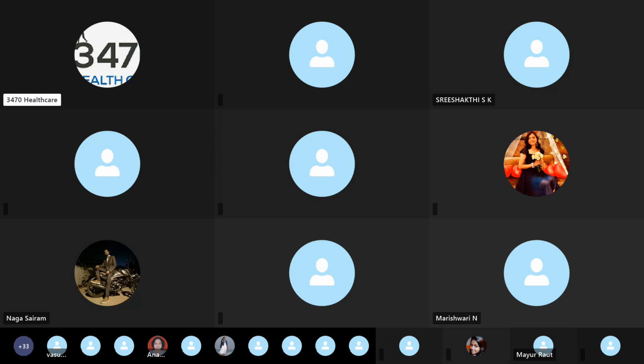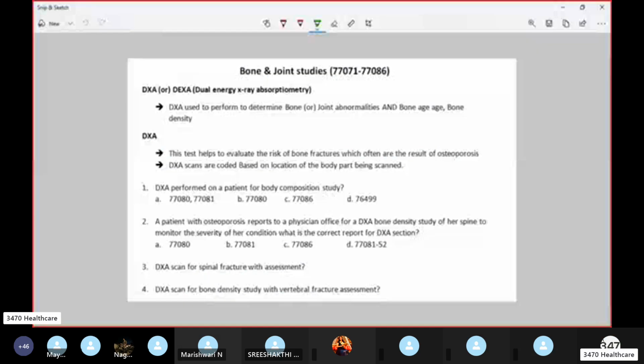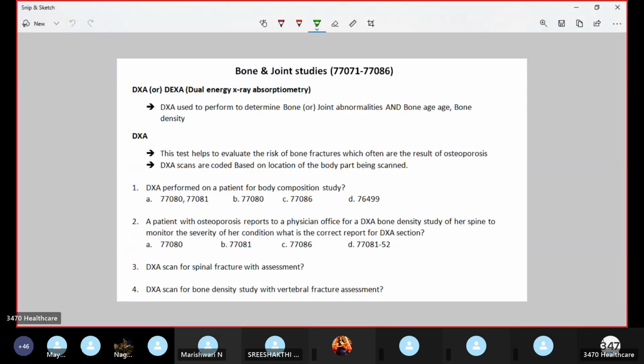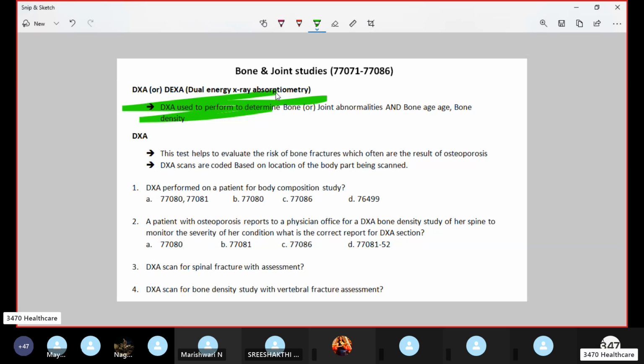Then bone and joint studies. So they are using the DEXA, dual energy X-ray absorptiometry. DEXA, dual energy X-ray absorptiometry is used to check the bone and joint abnormalities, bone age, bone density. That is for DEXA. Okay, so that is the DEXA.